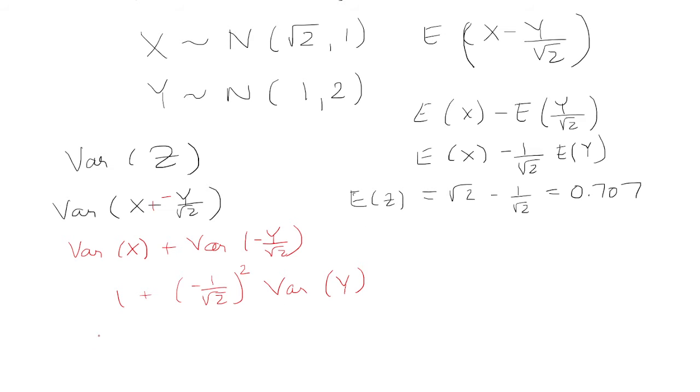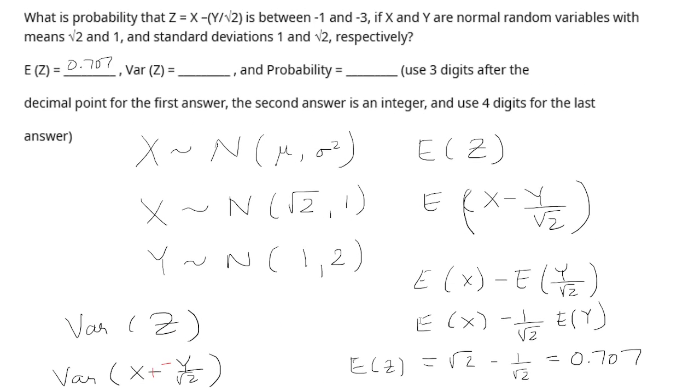So we have 1 plus. Now negative 1 squared is 1. Root 2 squared is 2. Variance of Y we said is 2. These are going to cancel. I'm left with 1 plus 1, which is 2. So the variance of Z is going to be 2.